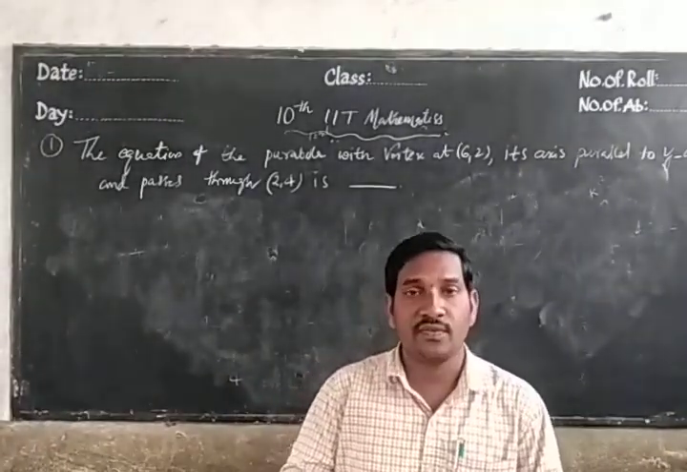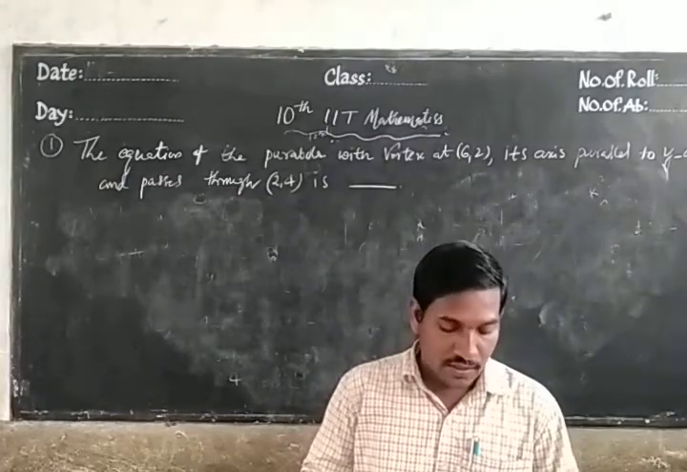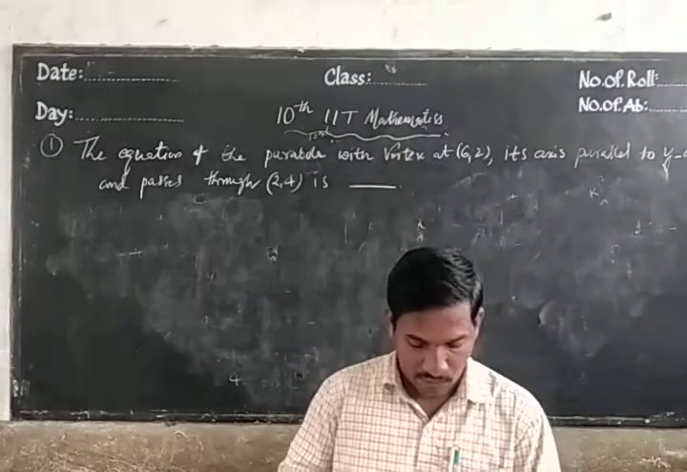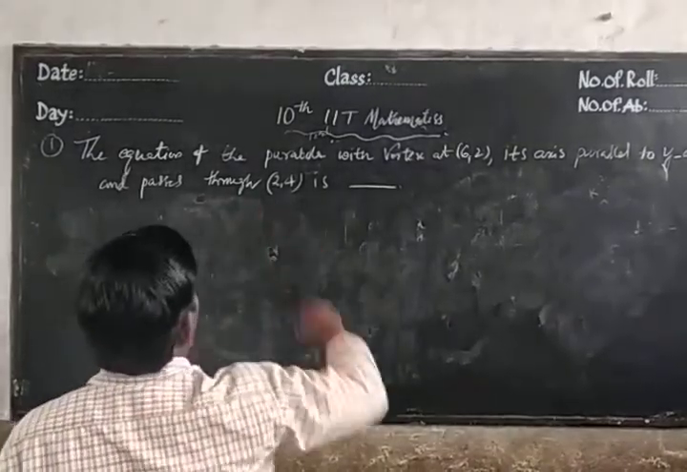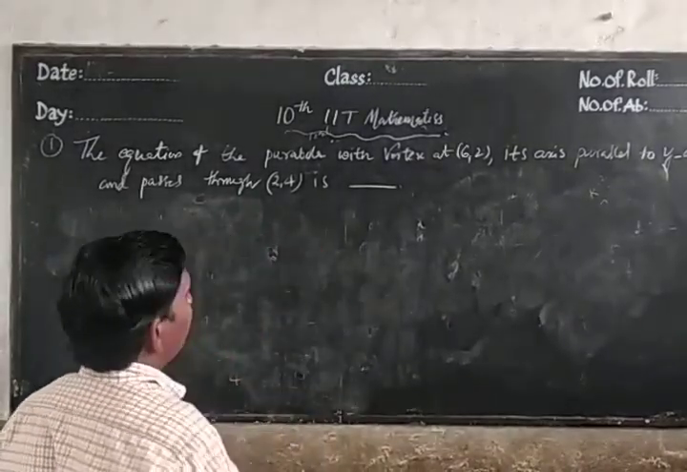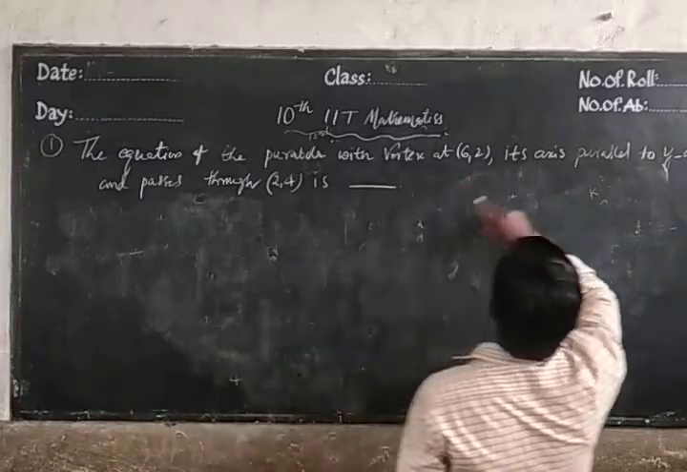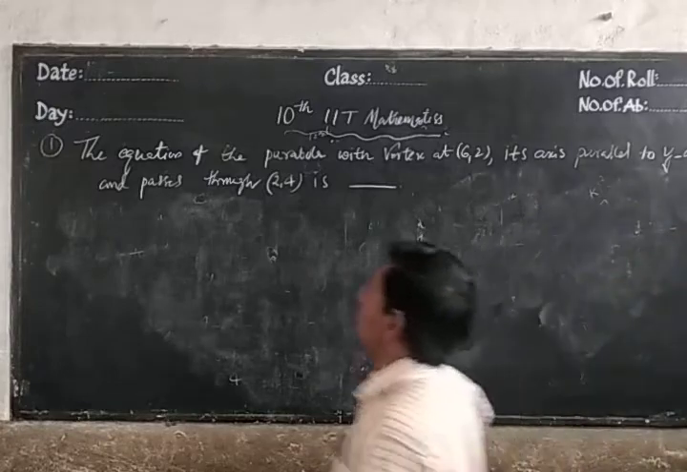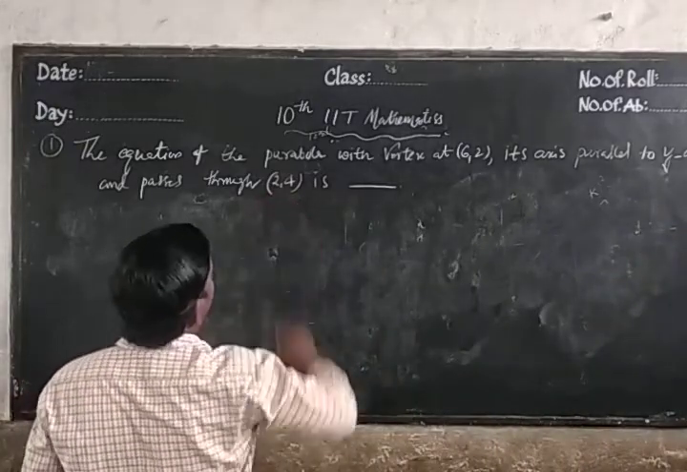In the previous class, we have discussed some theorems. Let us discuss handsheet 2. First problem: the equation of the parabola with vertex at (6, 2), its axis parallel to the y-axis and passes through (2, 4).